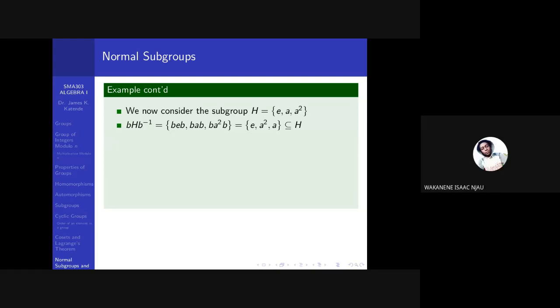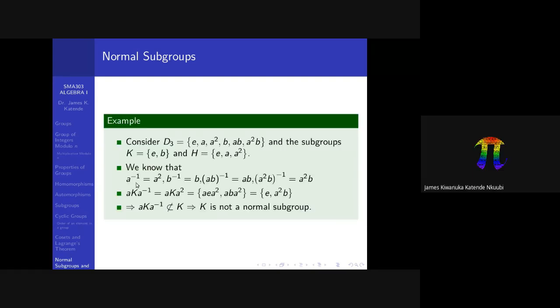Let's go back to the previous slide. Okay. We wrote down all the inverses here. Oh, I got it. A inverse is A squared, B inverse is its own inverse. The same with AB, AB is its own inverse, and A squared B is its own inverse. So you need to use that anytime you're working it out.